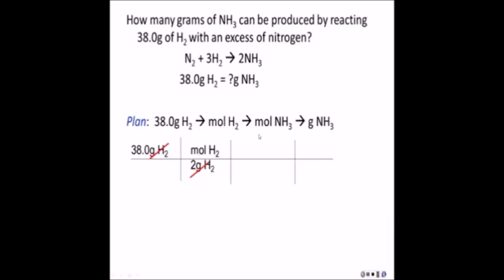Now I'm going to go from moles of hydrogen to moles of ammonia. Here's my mole ratio from the equation. You notice the 2 to 3 mole ratio. And my last one is going to be the molar mass of ammonia. Cancel out that. And I get 215 grams of ammonia.